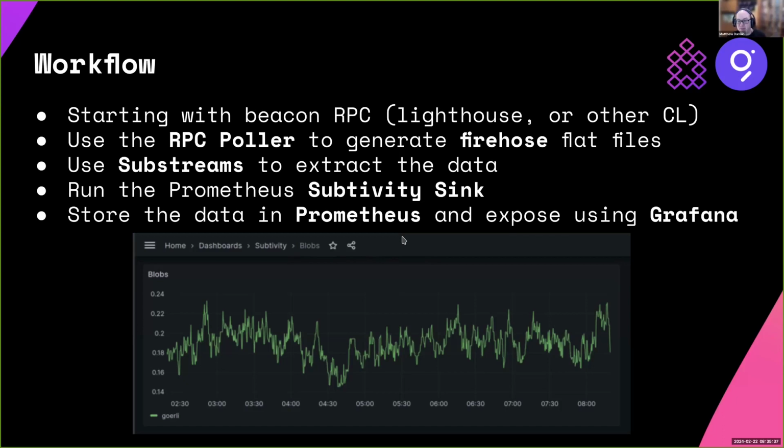If you're in DevOps land, you're probably familiar with Prometheus. So it looks the same as you would do for monitoring any of your infrastructure. And then we're storing the data in Prometheus and exposing it using Grafana. This is just a quick way to do some testing to see whether the thing works. Here we can see the number of blobs per second that are being generated on the Goerli testnet. Cool.